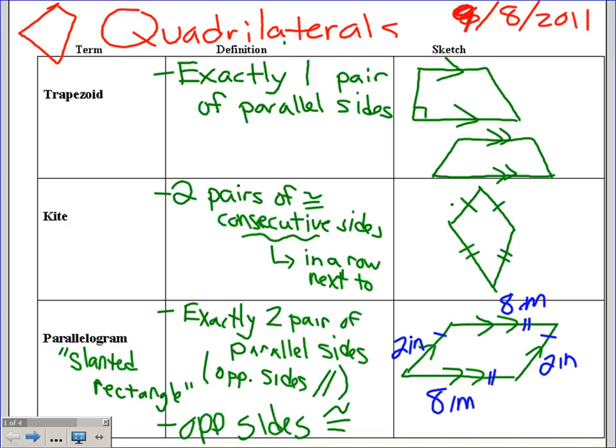So the opposite sides are parallel. The opposite sides are also congruent. Can I add another characteristic on here? Anyway, exactly two pairs, opposite sides are parallel. The opposite sides are congruent. I'm going to put it right up here, I guess. It's kind of short, but it just goes down here. The opposite angles are also congruent. Opposite angles are congruent.